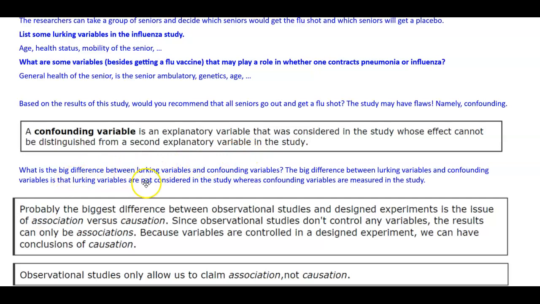What is the big difference between lurking variables and confounding variables? Well, the big difference between lurking variables and confounding variables is that lurking variables are not considered in the study, whereas confounding variables are measured in the study.